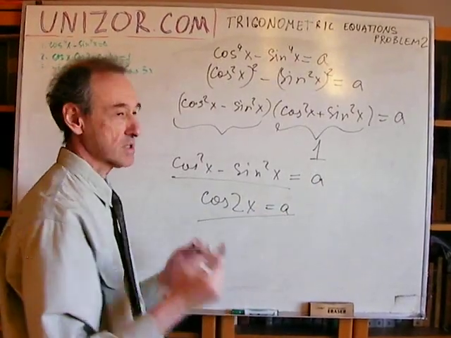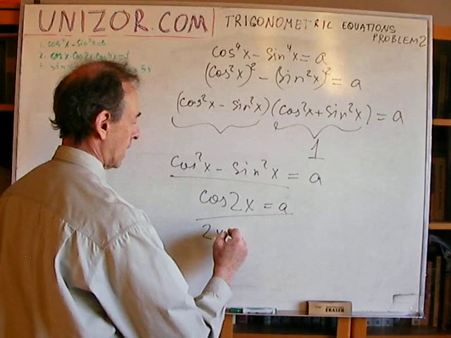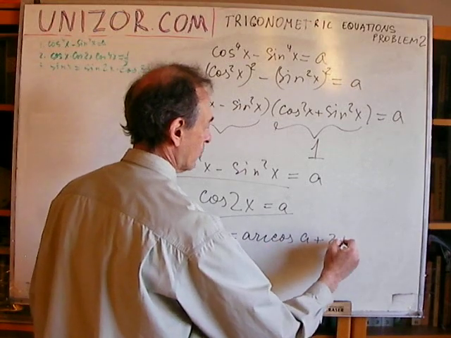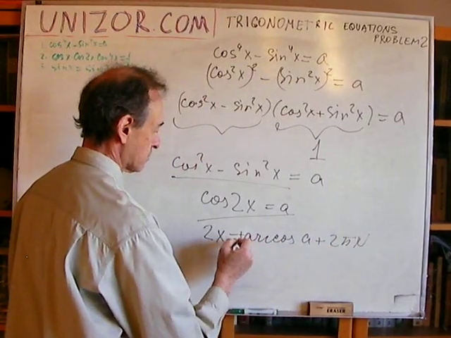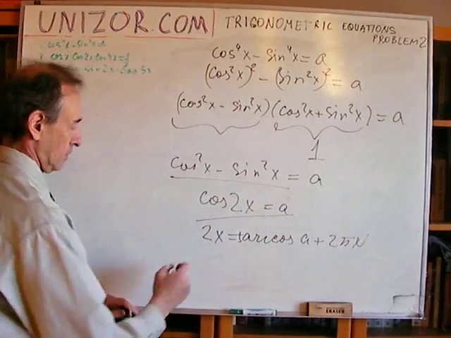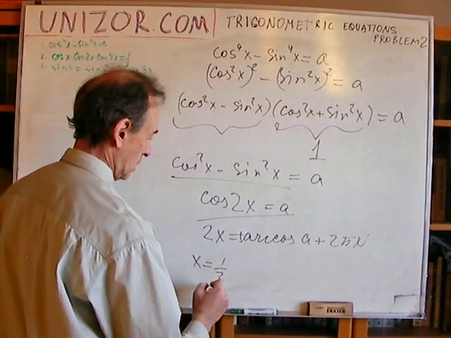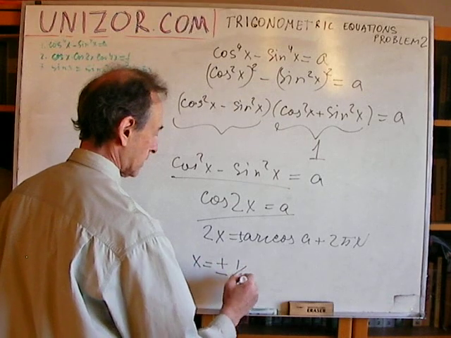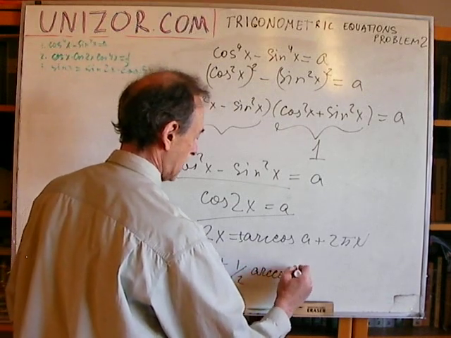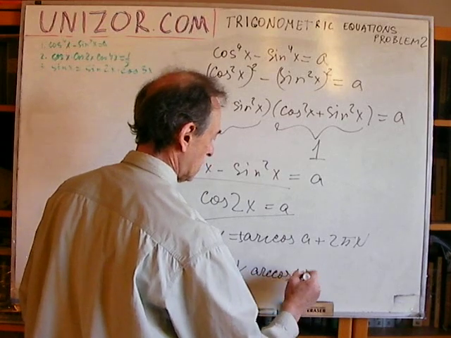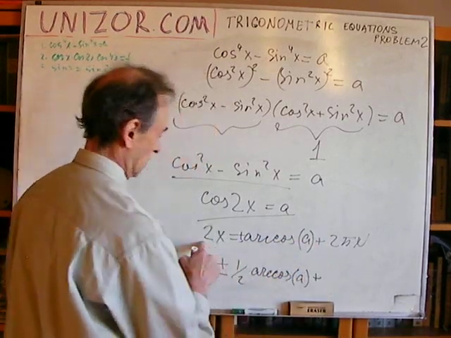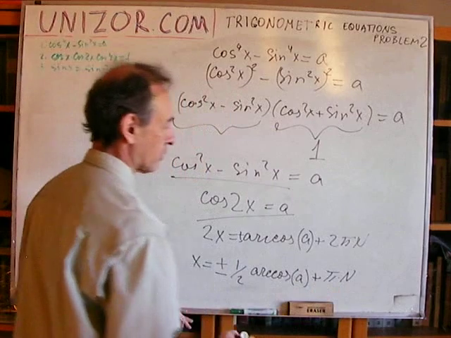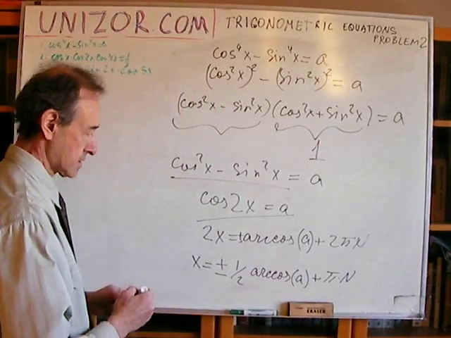Now, this is something which we have solved many times before. It's 2x equals arc cosine a plus 2 pi n, where n is any integer, and this is plus or minus. From which we conclude that x is plus or minus 1 half of arc cosine of a plus, so it's 2 and this 2, so I'll reduce by 2, and it will be pi n, where n is any integer number. That's the answer.